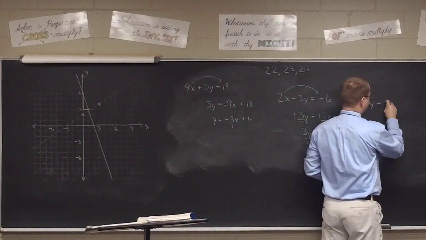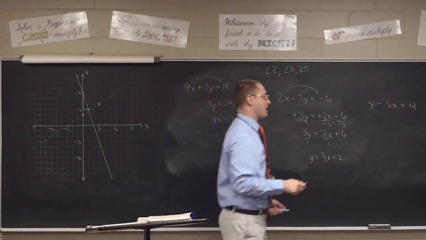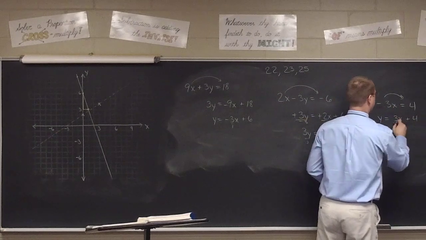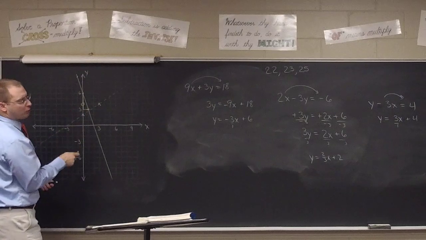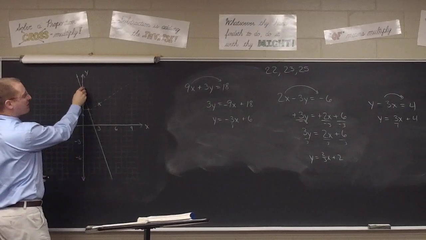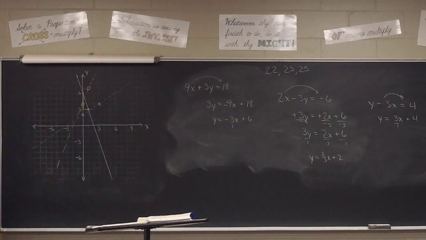All right, and then on number 25, super easy. y negative 3x is equal to 4, I believe was the equation. Yeah, we just have to bring the 3x over as a positive. And so we've got obviously our y-intercept here at 4. We're going to rise 1, 2, 3. Don't put a dot there. Run forward 1. And then there's our line there. Do we get that for number 25?